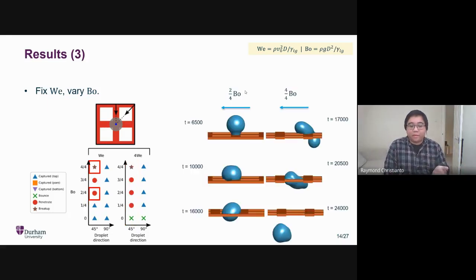So in this picture, we compare at half Bond number and full Bond number. At half, we see just penetration, but at very high Bond number, we see the droplet broken up by the structure before rejoining again, and then it just penetrates the structure later.